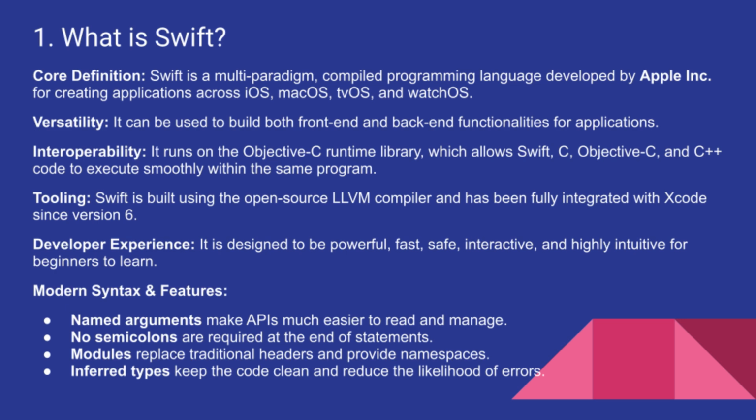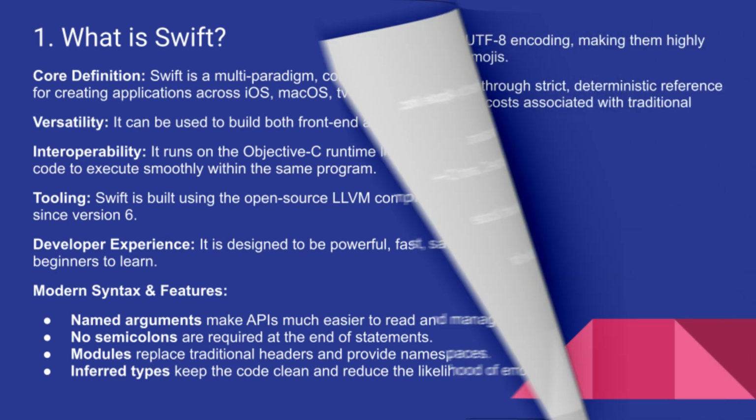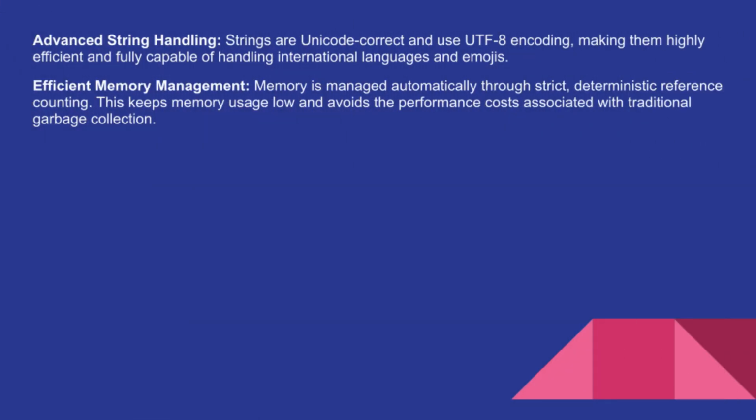For instance, look at its modern syntax features. We get named arguments, which essentially makes our APIs read like clear English sentences. There are no semicolons required to end statements. Modules replace old traditional header files, giving us clean namespaces. And we have inferred types, meaning the compiler handles the data types automatically, making our code much cleaner and less prone to human error.